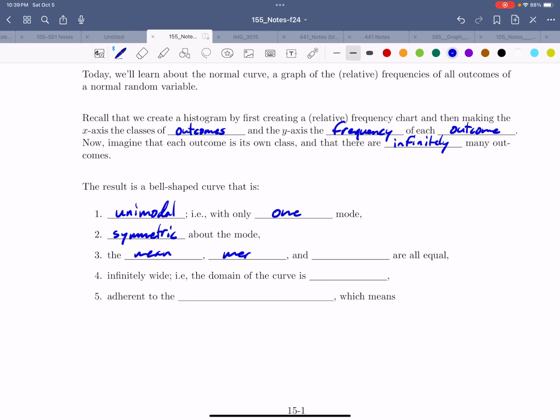The mean, median, and mode are all equal. It is infinitely wide, which is to say the domain of the curve is all real numbers, or you may have seen that written like this.